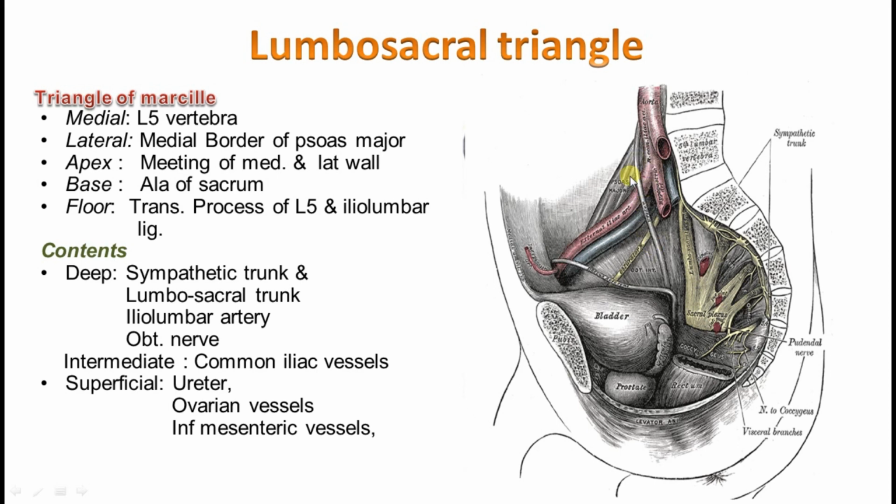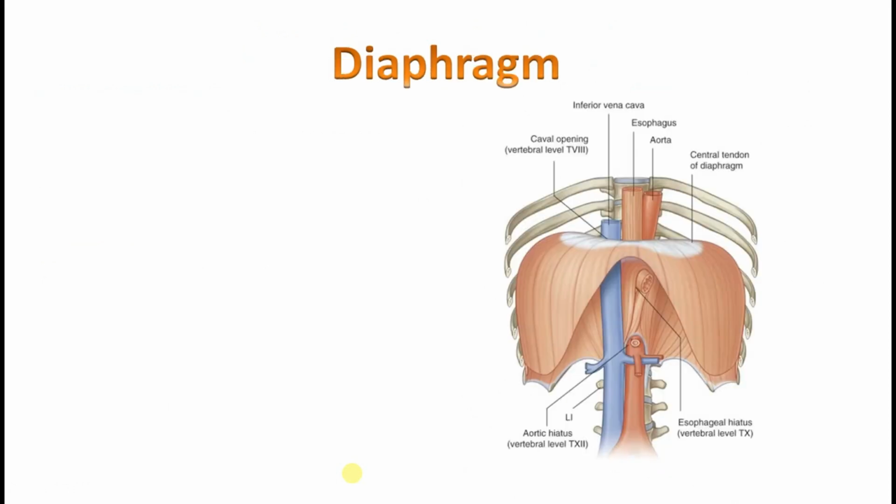Okay, so in the superficial plane you have the ureter, ovarian vessels, inferior mesenteric vessels and branches from the hypogastric plexus. So deep plane, you remember the nerves, mainly sympathetic chain and lumbosacral trunk; intermediate, the common iliac artery and vein; more superficial, you remember the ureter. These are the important structures. That is about the lumbosacral triangle of Marcelli. Next, we will pass on to the diaphragm.